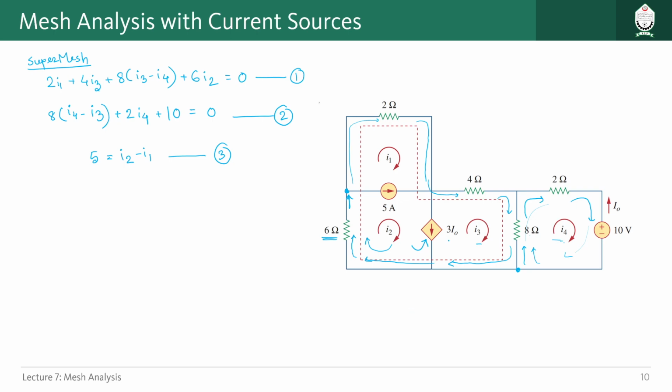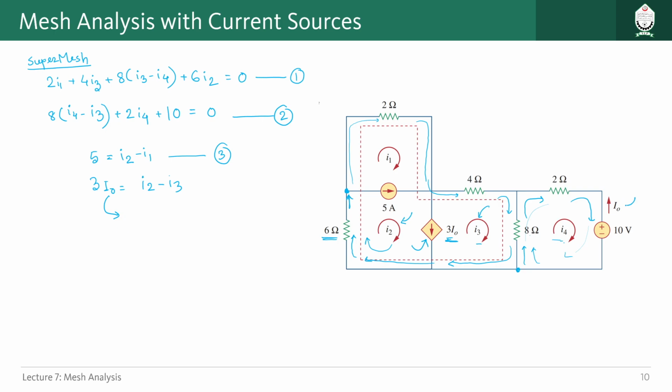So here also this 3 I naught current is being generated from I3 and I2. So 3 I naught should be equal to I2 minus I3, because I2 is in the same direction as 3 I naught. Now here I naught should be represented in terms of I1, I2, I3 and I4 somehow. So how to do that?